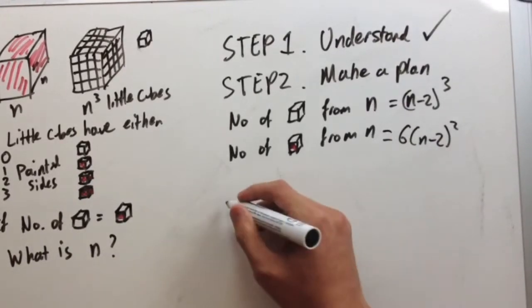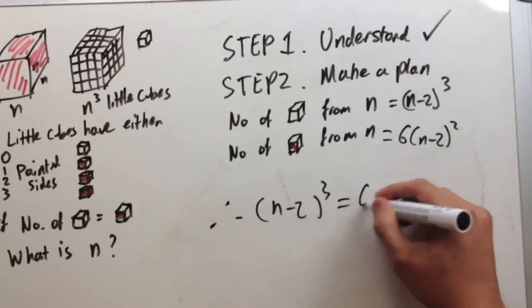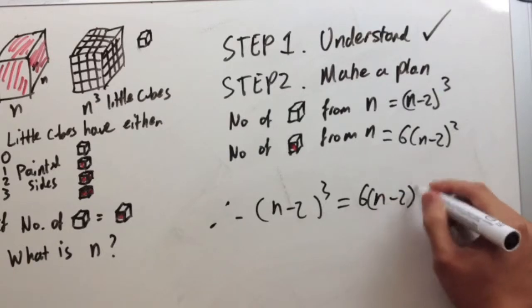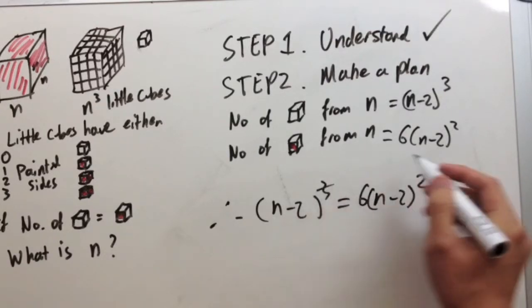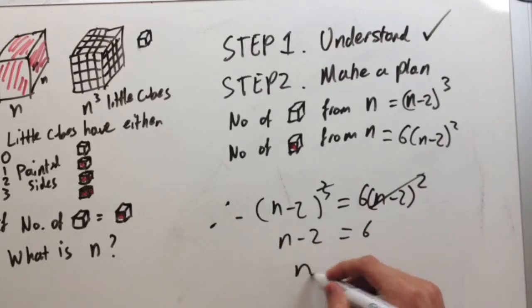So great, we can make it into an equation. N minus 2 all cubed equals 6 times n minus 2 all squared. And now we can cancel the n minus 2 all squared, and we get n minus 2 equals 6. And therefore n equals 8.